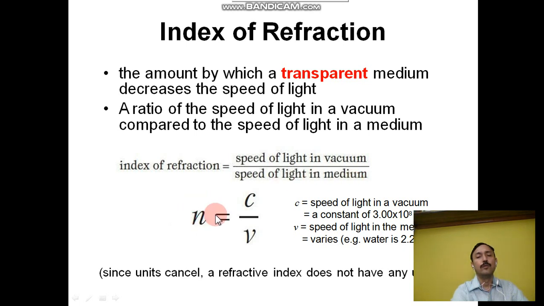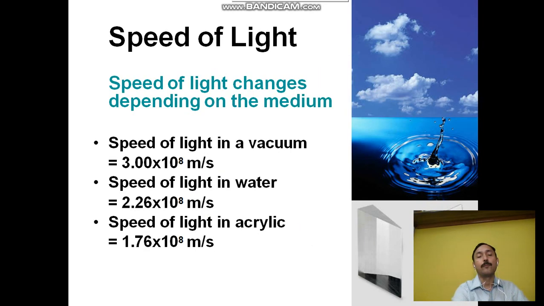So we represent the refractive index as n is equal to c by v. c is the speed of light in vacuum, a constant, equal to 3 into 10 to the power 8 meter per second. And v is the speed of light in the medium. It varies from medium to medium. For water it is 2.26 into 10 to the power 8 meter per second. For acrylic it is 1.76 into 10 to the power 8 meter per second.